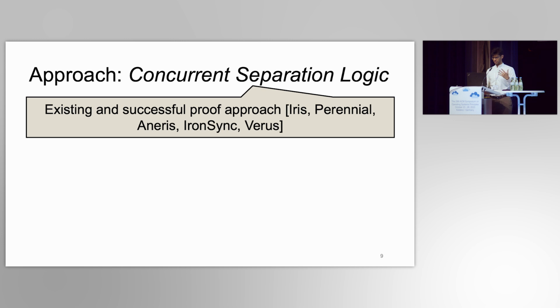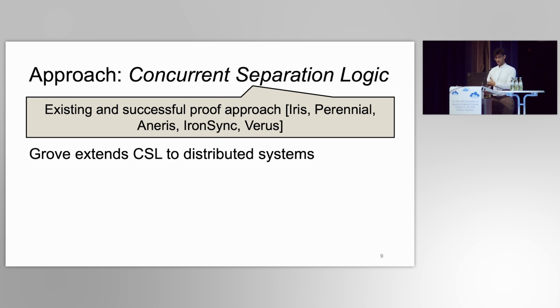So let's start digging into how Grove actually works by talking about its high-level approach, which is concurrent separation logic. Concurrent separation logic is an existing and successful proof approach that's been used in a lot of recent and prior work. Here in this work, we extend CSL to work with distributed systems.